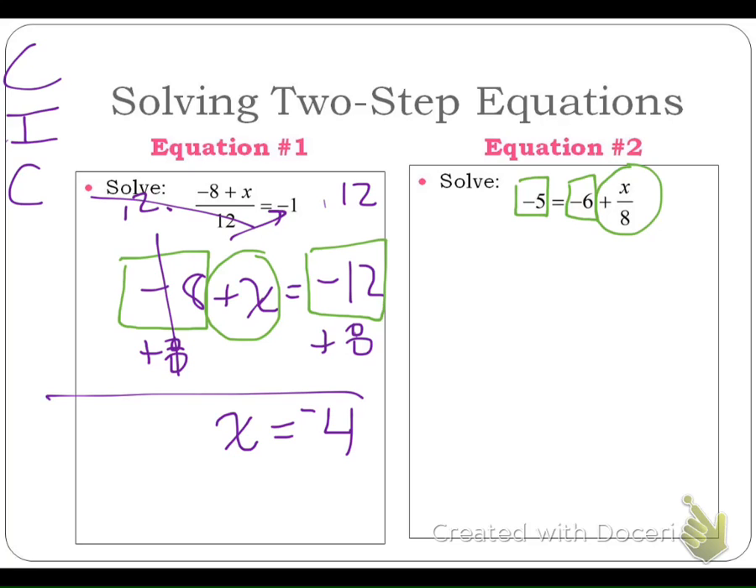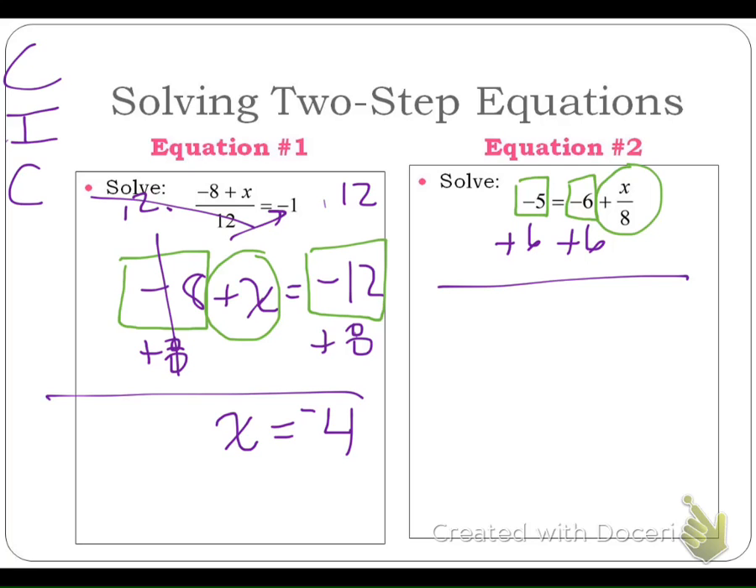Do you see how the negative 6 is on the same side as the variable? And our goal is to get the variable all by itself, so we need to add 6 to both sides. Draw your big fat line and combine. On the left-hand side of the equation, you have negative 5 and a positive 6. When we combine like terms, we always use SOB.